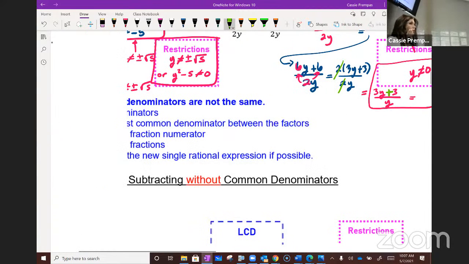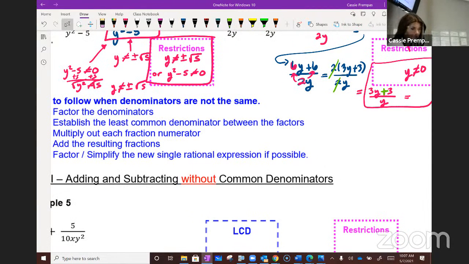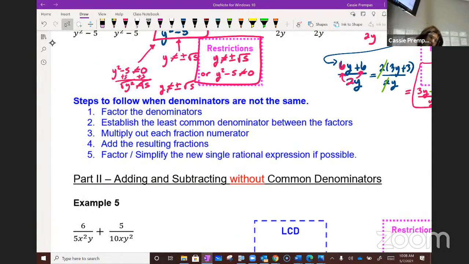All right, on to questions that don't already have a least common denominator. Here are some steps to follow. Number 1, factor the denominator. This is huge to help you obtain the least common denominator. If you don't do this step, you will get some crazy work. I'm not saying that it can't be correct by the end, but it will be way harder. Number 2, establish the least common denominator. Then multiply out the fraction, multiply the numerators, add the resulting fractions, factor, and simplify.